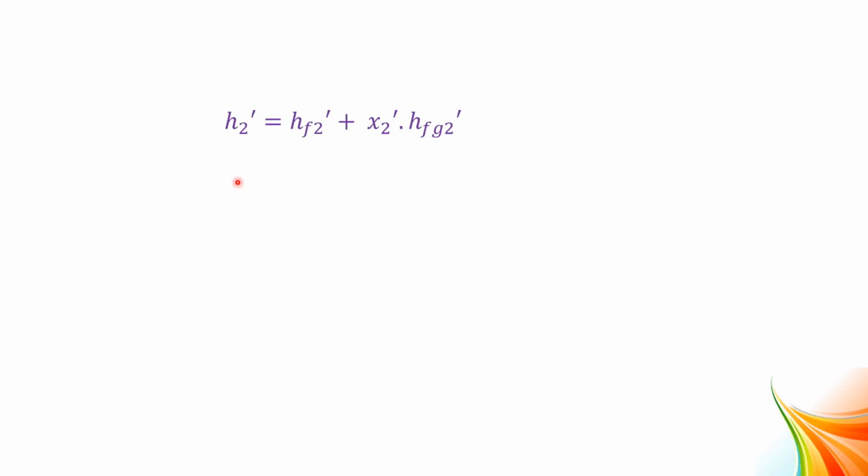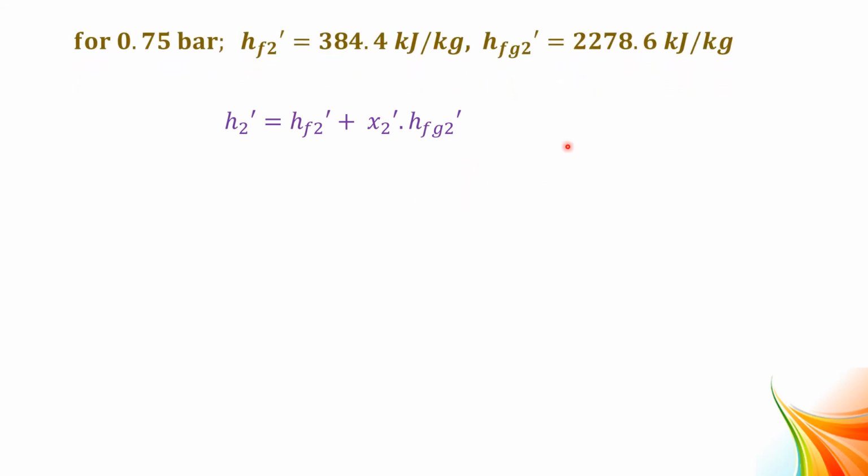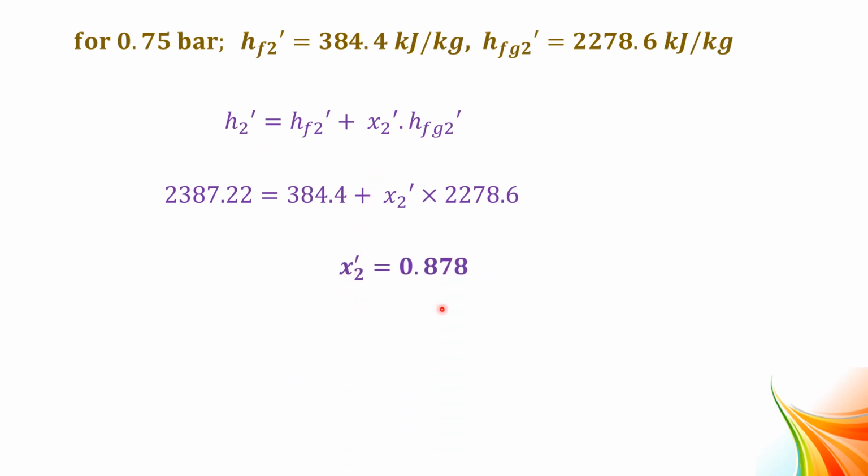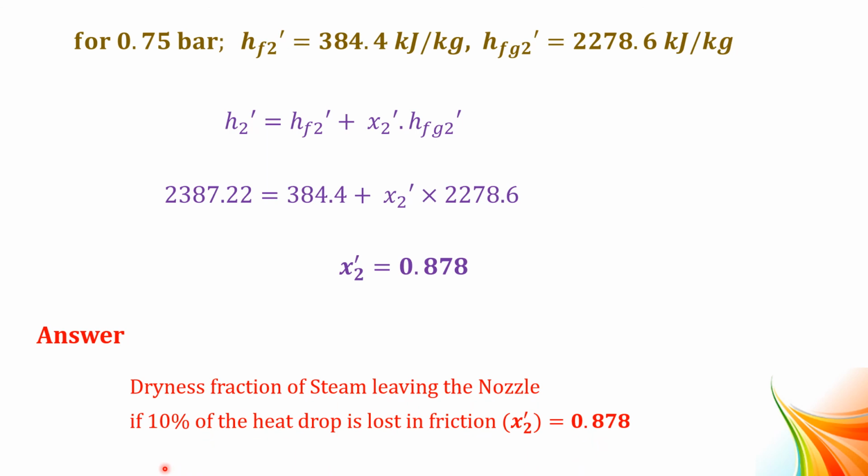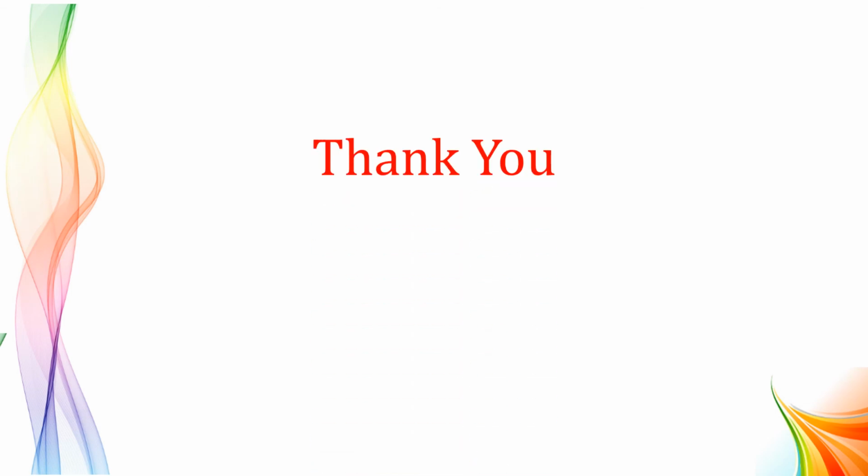Now the equation for H2 dash equal to HF2 dash plus X2 dash into HFG2 dash. HF2 dash and HFG2 dash values were obtained from the steam table. Substituting these values in this equation, we get X2 dash equal to 0.878. So our answer is the dryness fraction of steam leaving the nozzle if 10% of the heat drop is lost in friction, X2 dash equal to 0.878. Thank you.